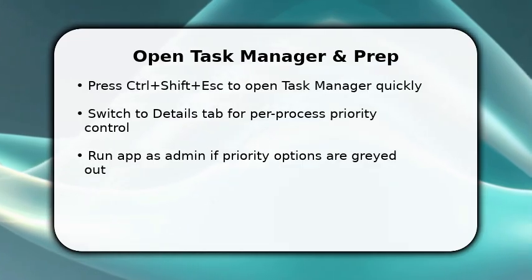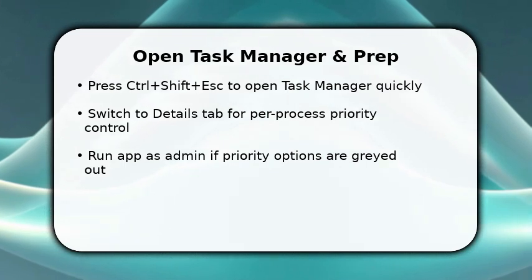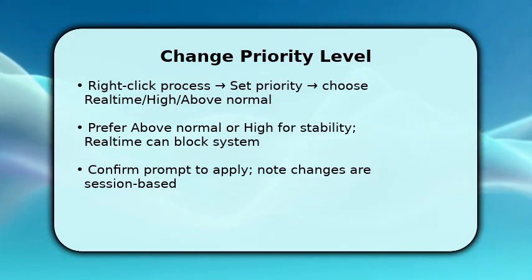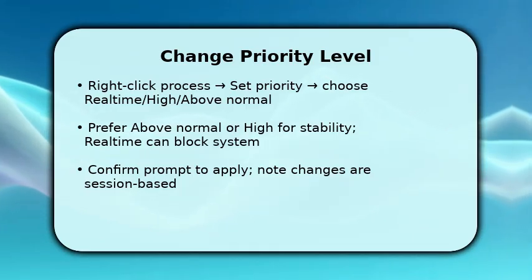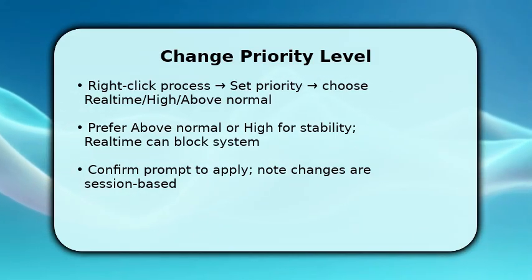Now that the app is visible and you have admin rights, you're ready to change its scheduling level safely and predictably. You next right-click the process, choose Set Priority, and select a level like Above Normal or High. Above Normal boosts responsiveness without starving system tasks. High gives more CPU but can affect background services.